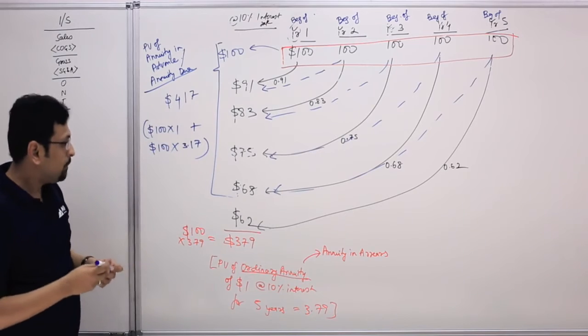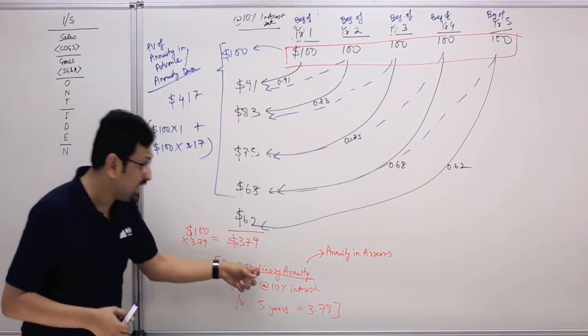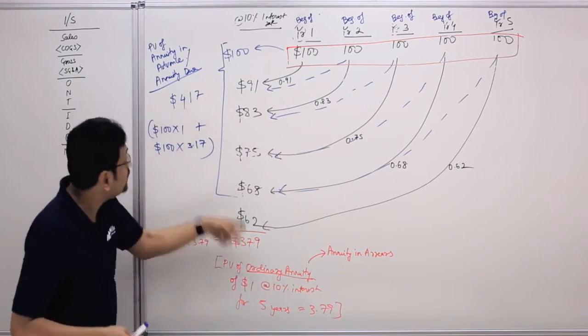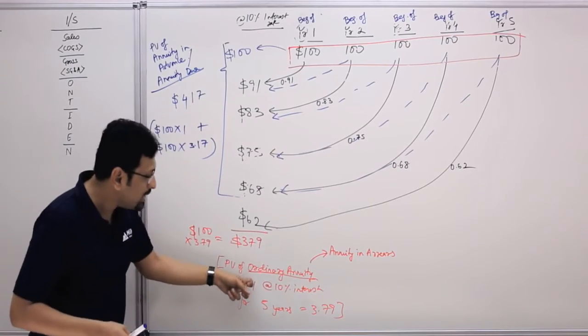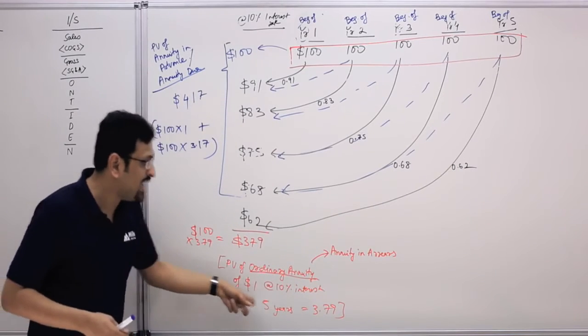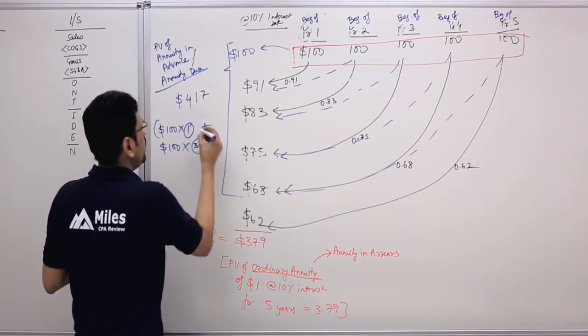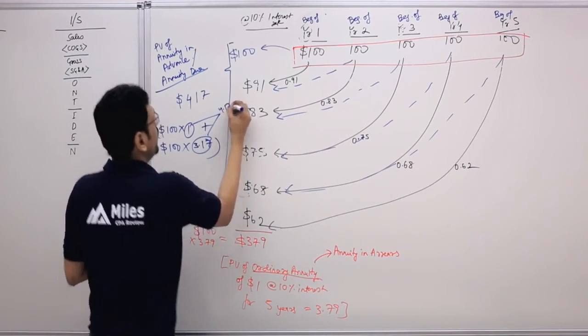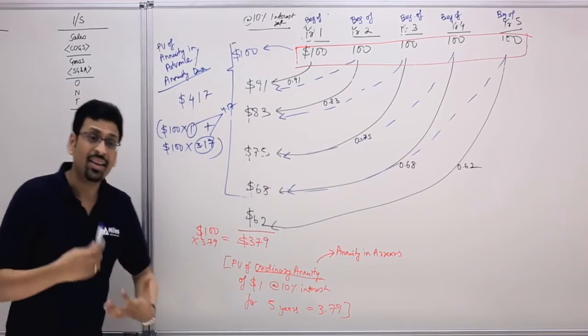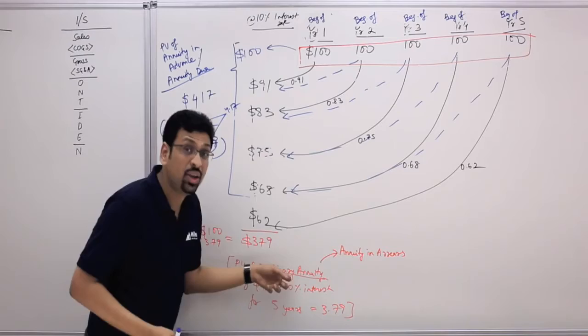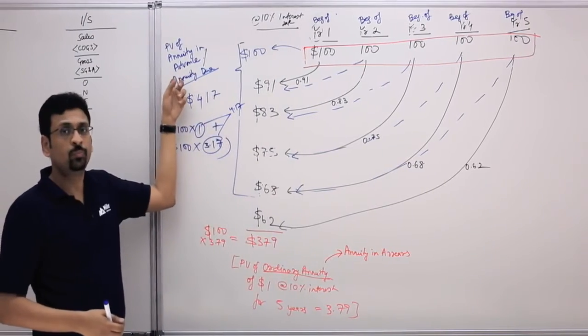So you could say the present value of annuity due, not ordinary annuity, of $1 at 10% interest for 5 years is 4.17. So 1 plus 3.17 gives me 4.17. So that is the concept of ordinary annuity versus annuity due.